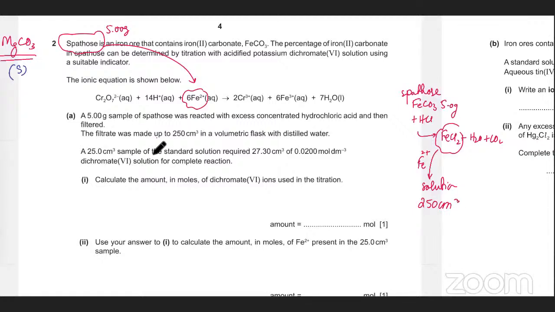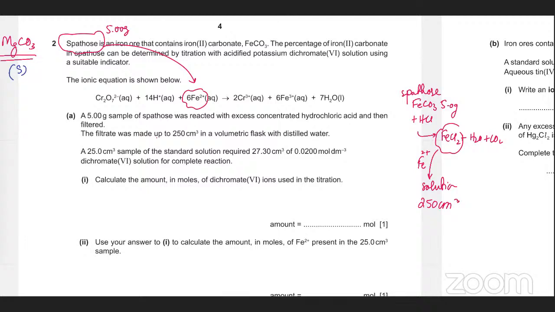Sir, FeCl2 is insoluble? It is soluble. Okay, so how do we filter it? The rest of the impurities get filtered out. For example, in the ore there is sand. So FeCl2 passes through, and all the other impurities, the rocks etc., get left behind. Is this point clear? Okay.